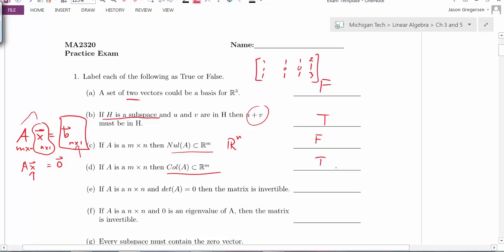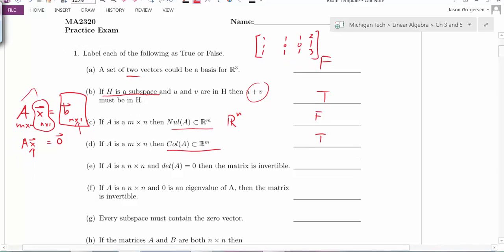All right, E. E says if A is n by n and the determinant of A is equal to 0, then the matrix is invertible. Let's start with a simpler case. Let's look at a 2 by 2. We're talking about square matrices here. If I look at a 2 by 2, a, b, c, d, we have a formula for the inverse.